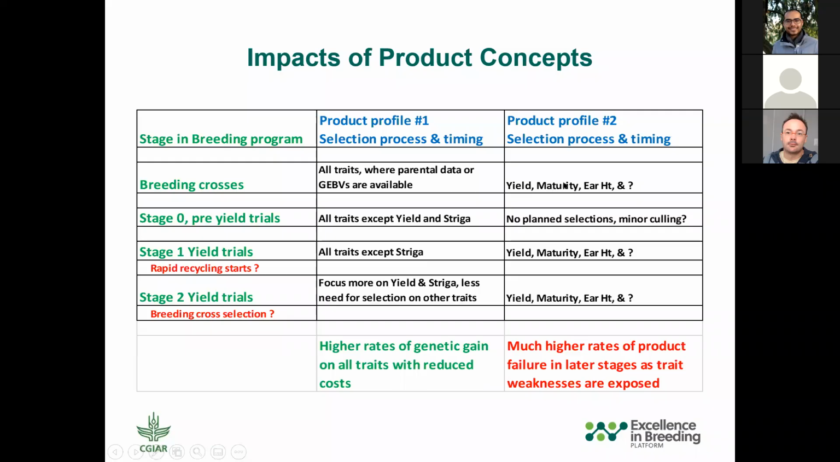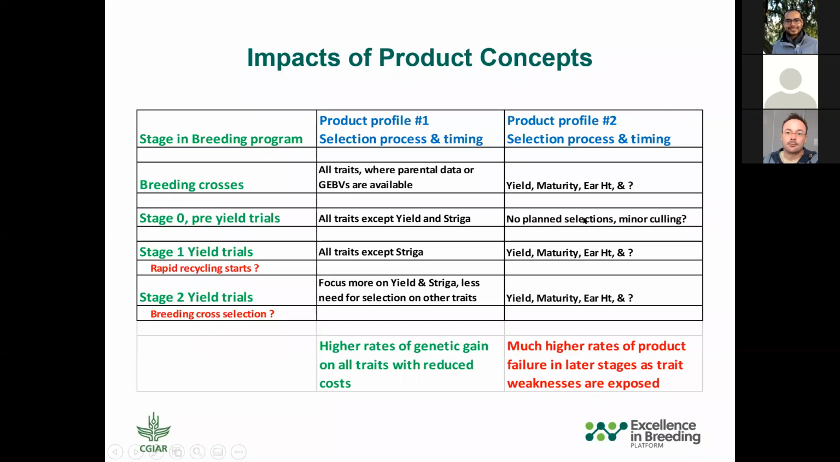Okay, I don't know quite what's going on in the other program. Maybe they're using a few of these traits depending on the data they have available, but it's not defined and it's scaring me a little bit. We get to stage 0. Now you have your new set of dihaploids or other inbreds. You're looking at them in the field, and now I'm selecting for all traits except yield and Striga. As long as there's a reasonable correlation between inbreds and hybrids, we can do a lot of cleanup there.